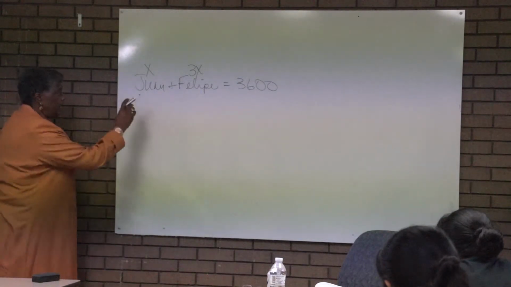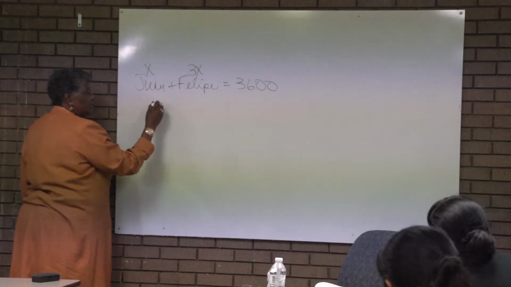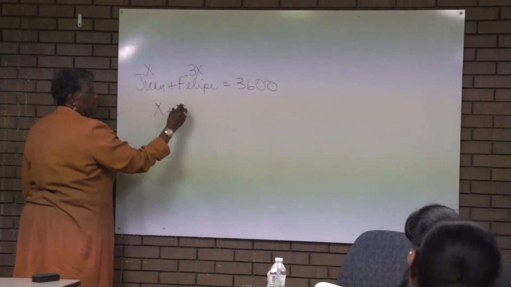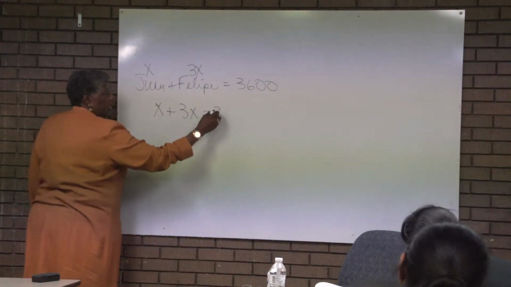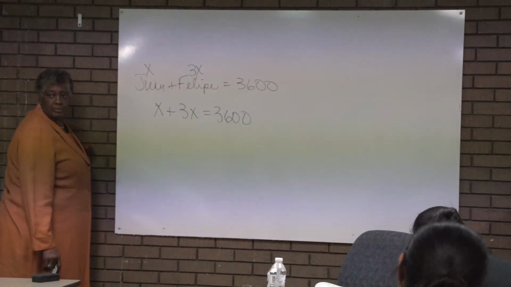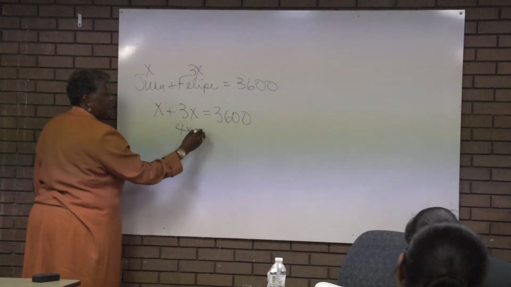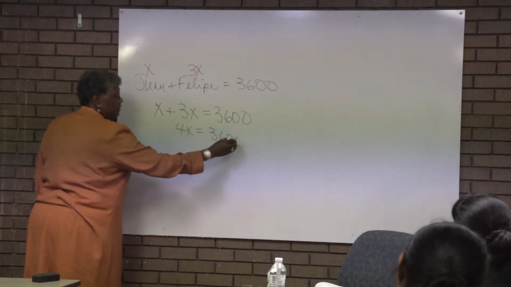So now we know that 1 is x, and Felipe is 3x. He's not 1 anymore. They are going to make 3,600, and then you add those together. So x plus 3x is what? 4x. So 4 times some number equals $3,600.